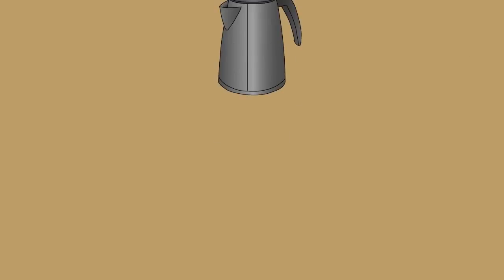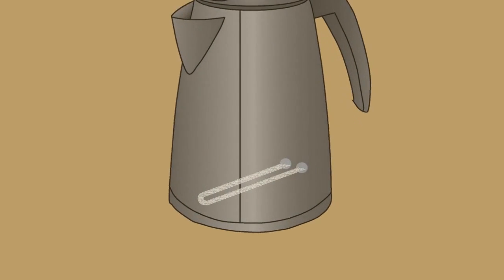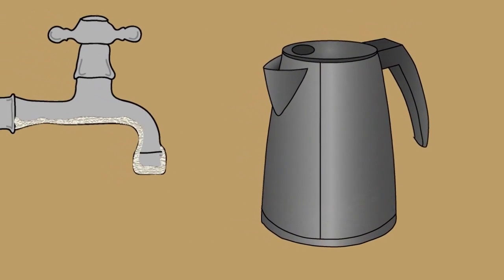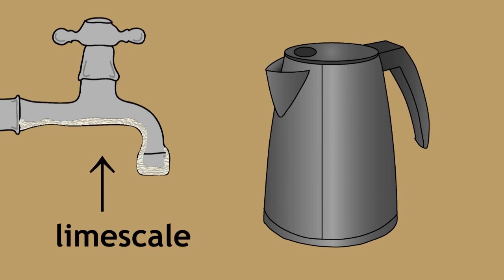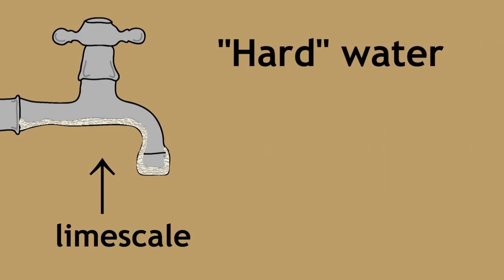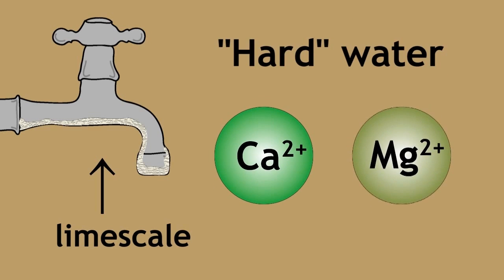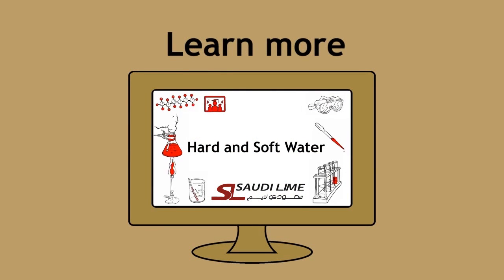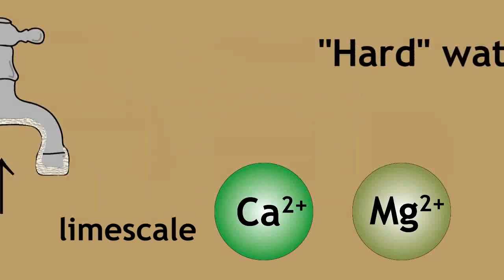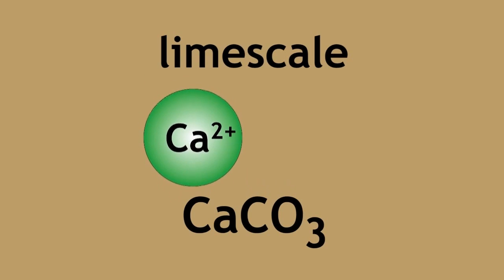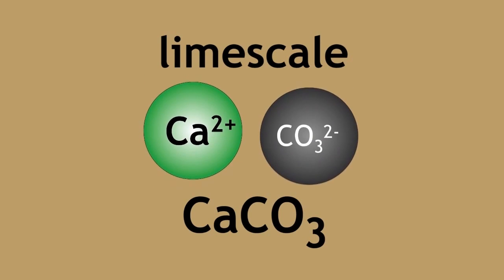Have a look inside your water kettle. You may see white deposits on the heating element or off-white particulates at the bottom. You may even find it around your water faucets. This is limescale caused by hard water, or water with many dissolved calcium and magnesium ions. Limescale is simply calcium carbonate, formed when these dissolved calcium ions combine with carbonate ions.